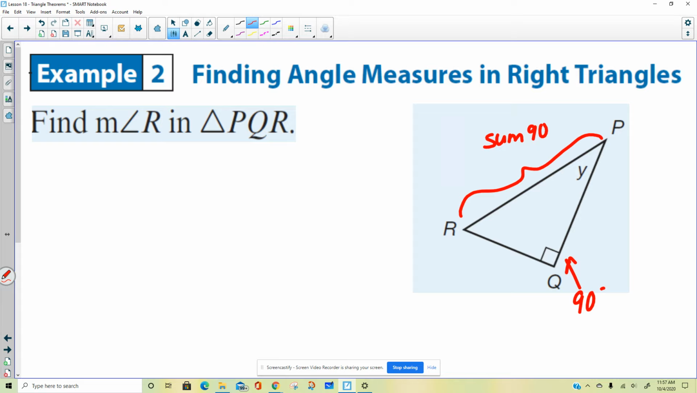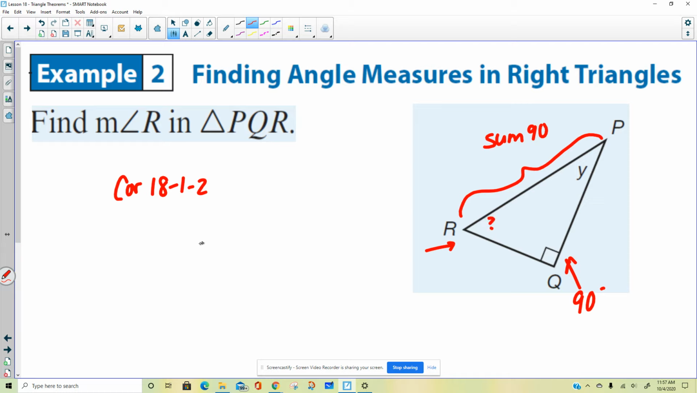I don't know what they are, but I know they're going to have to add up to 90, to go with this other 90 to make 180 total. And that is corollary 2, 18-1-2. That says the acute angles of a right triangle are going to be complementary. Okay, so how do we do this? We need to find angle R. So this is my question mark.